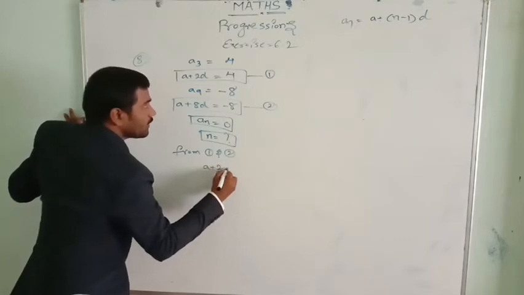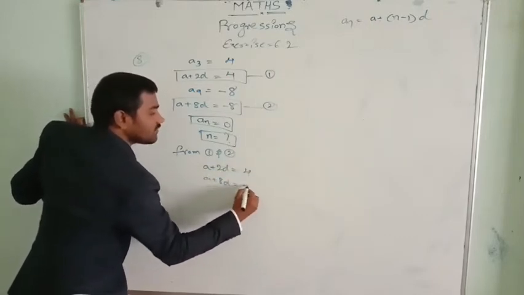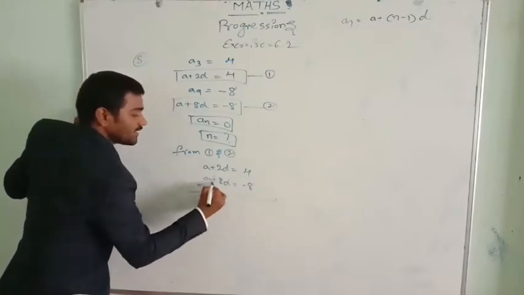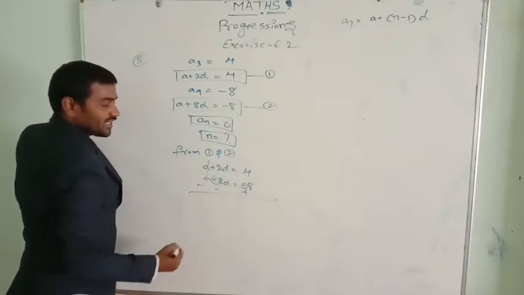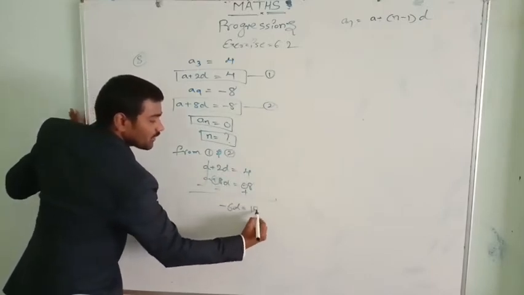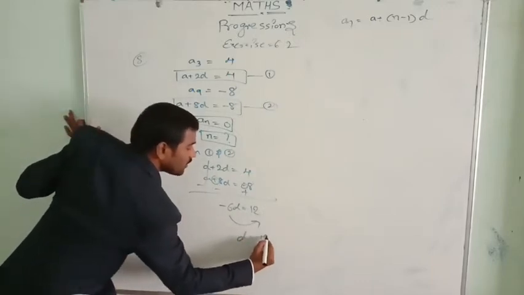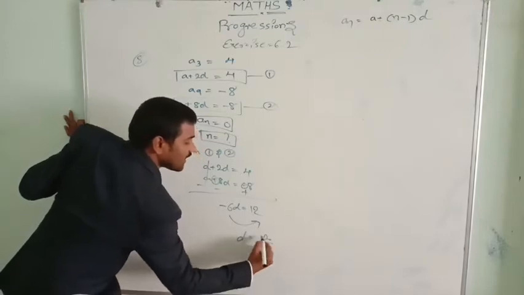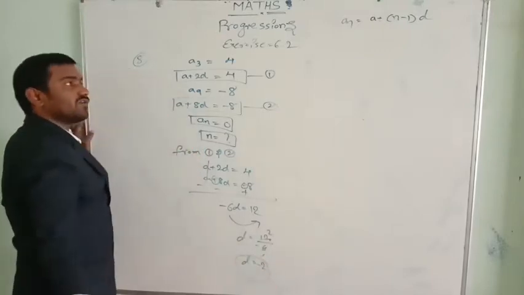a plus 2d equals 4, and a plus 8d equals minus 8. Subtracting, a cancels, and 2d minus 8d is minus 6d, which equals 12. Transferring minus 6 to the other side, d equals 12 by minus 6. So d equals minus 2. We got the d value as minus 2.